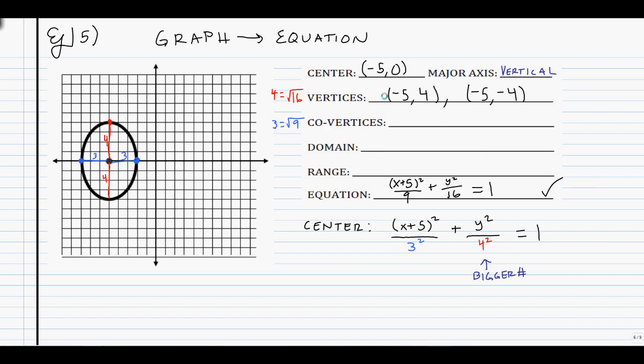Covertices, it looks like we'll have, that's -5, -6, -7, -8. We'll have -8, 0. And we'll have, right there, -2, 0. So we got both those guys.